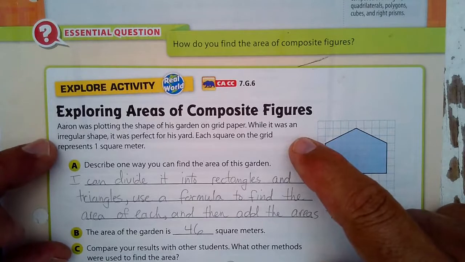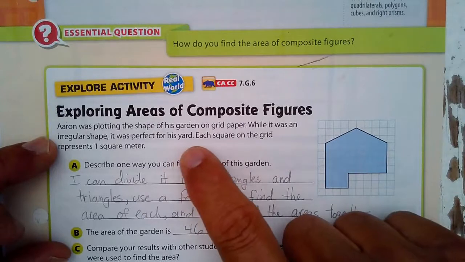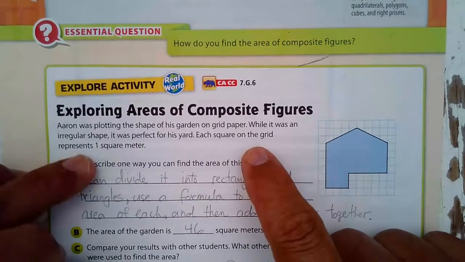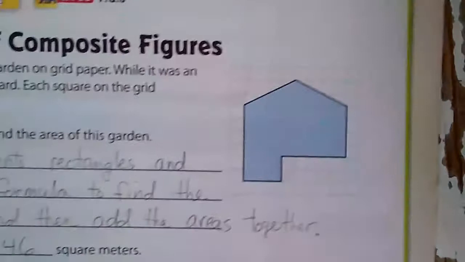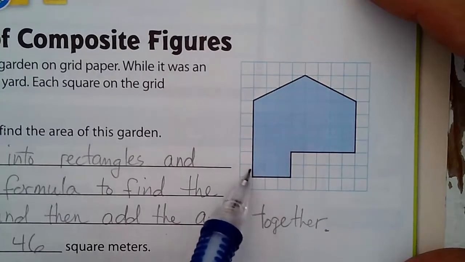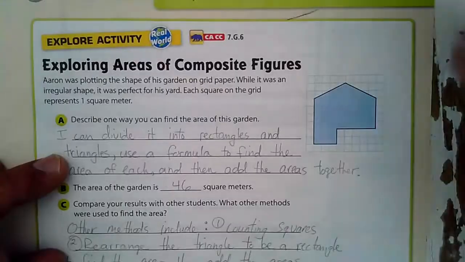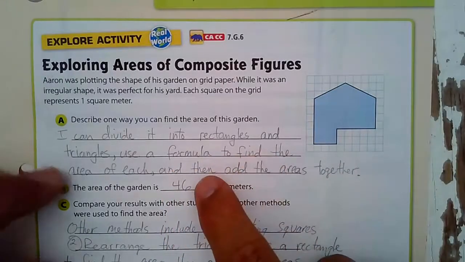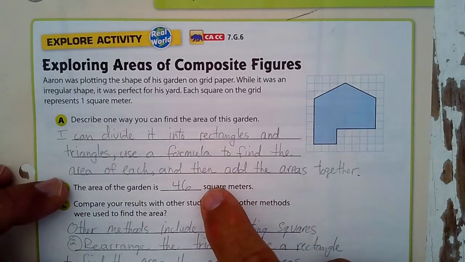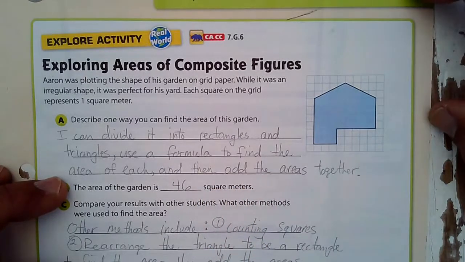While it was an irregular shape, so it's not like a clean rectangle or square, it was perfect for his yard. Each square on the grid represents 1 square meter. So what that means is this represents 1 meter, this one represents 1 meter, and that square represents 1 square meter. So one way you can find the area of this garden is you can divide it into rectangles and triangles, use a formula to find the area of each, and then add up the areas together. So the area is 46.